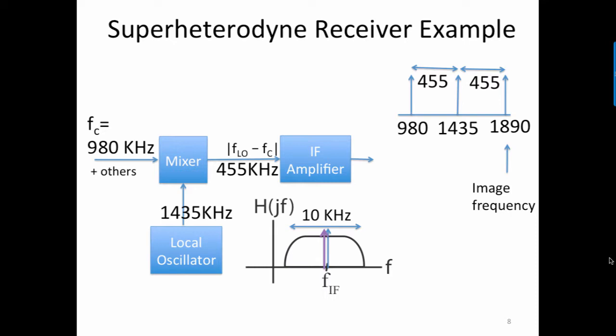If there is a station at 1890, this would cause interference, since the stations would appear right on top of each other. This is an undesirable effect of the superheterodyne receiver, and it is referred to as the image frequency. Note the calculations here showing how both of these frequencies, along with the 1435 kilohertz local oscillator, lead to the 455 kilohertz IF.